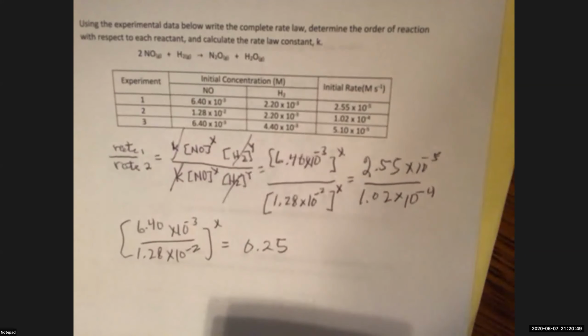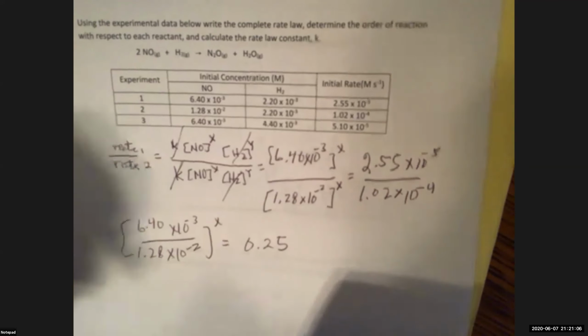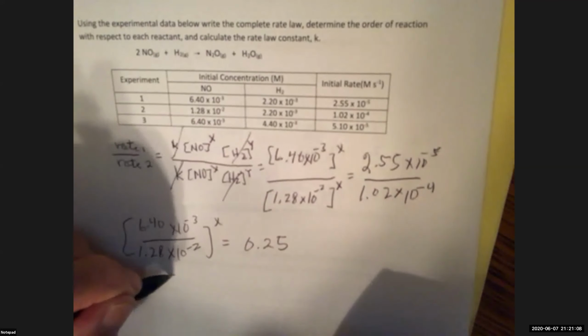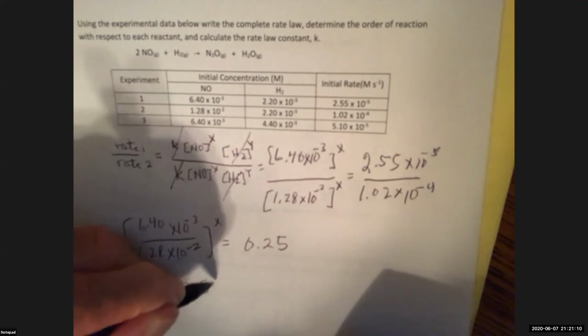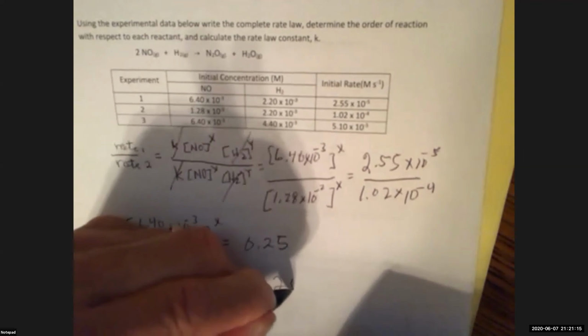If I take my 6.40 times 10 to the negative 3 and I divide that by 1.28 times 10 to the negative 2, I get 0.5. So what I have here is 0.5 to the power of X equals 0.25.